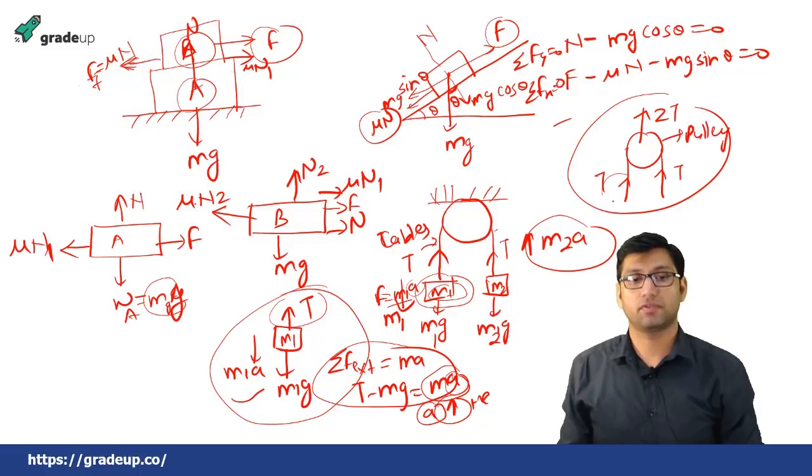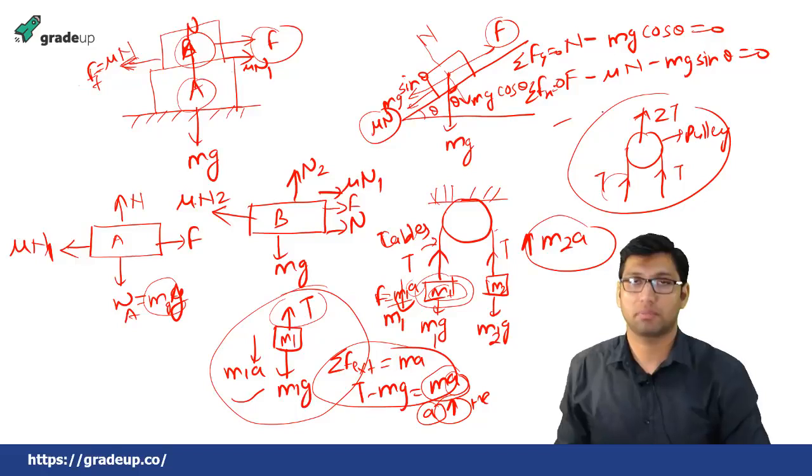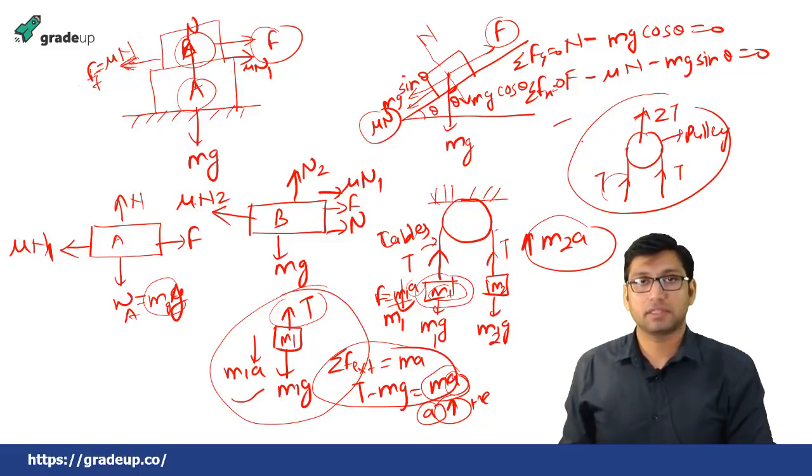The total tension force is equal to 2T at this pulley, and the assumption that we make for this pulley arrangement is that this is massless and these cables are inextensible.